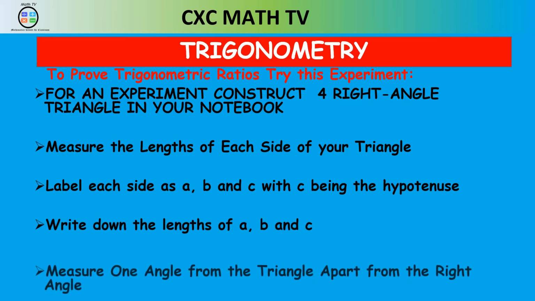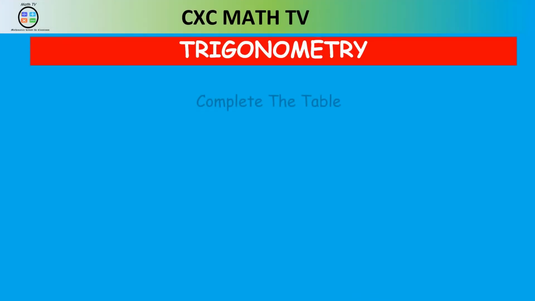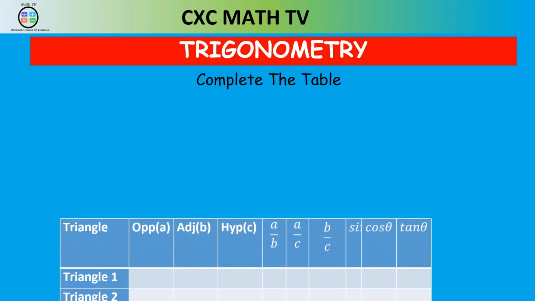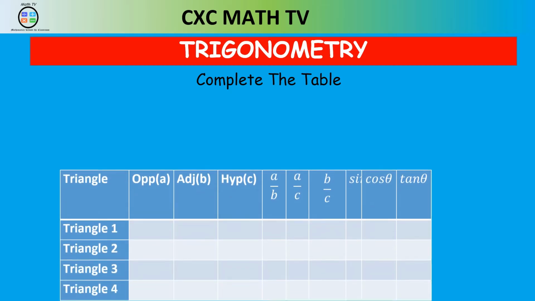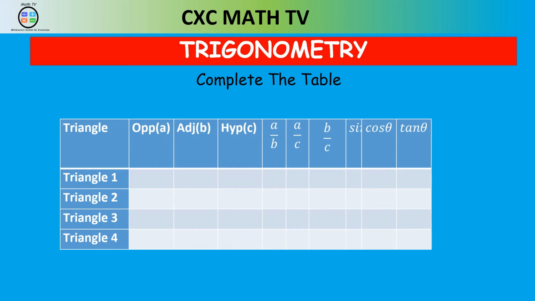Then we want you to write down this table and complete it. For the first triangle, write down which side is the opposite to the angle, the adjacent to the angle, and the hypotenuse to the angle. Then divide the opposite by the adjacent, the opposite by the hypotenuse, and the adjacent by the hypotenuse. Then put the sine of theta, the cos of theta, and the tan of theta into your calculator, and observe what you notice.